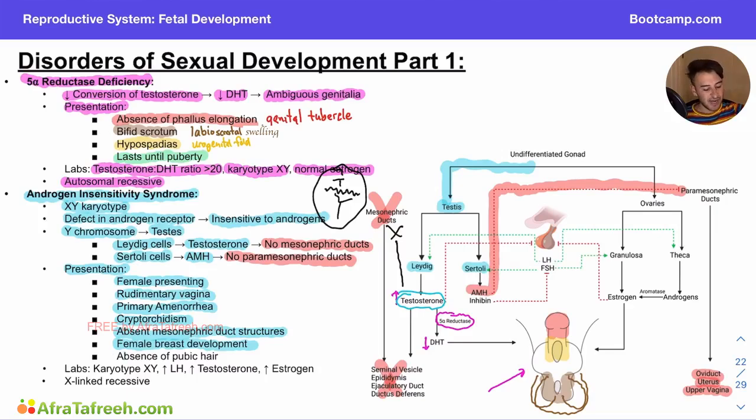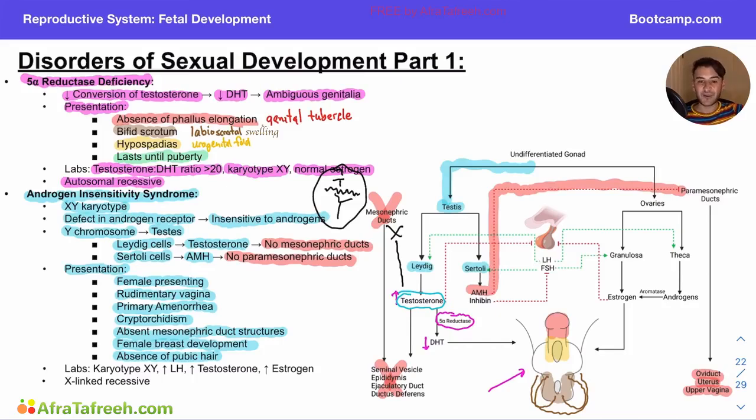Lastly, let's talk about our absence of pubic hairs. So we know that it's going to be androgens that lead to the development of pubic hair, and this condition is all about androgen insensitivity. That receptor cannot respond to those androgens. Therefore, these patients will have very sparse or very little pubic hair, if any at all.